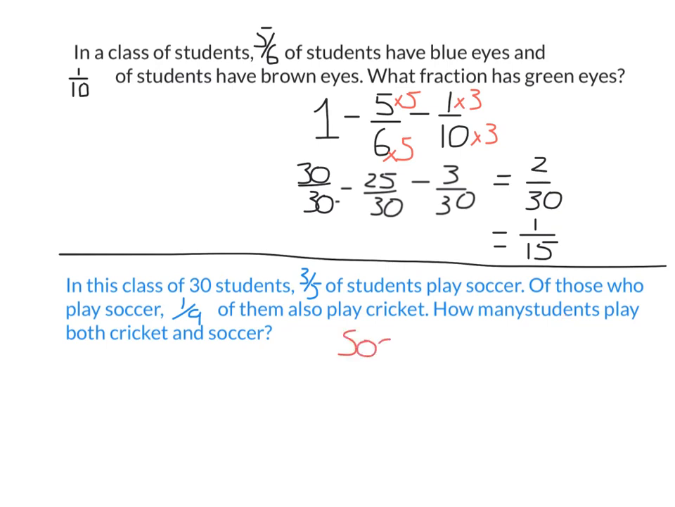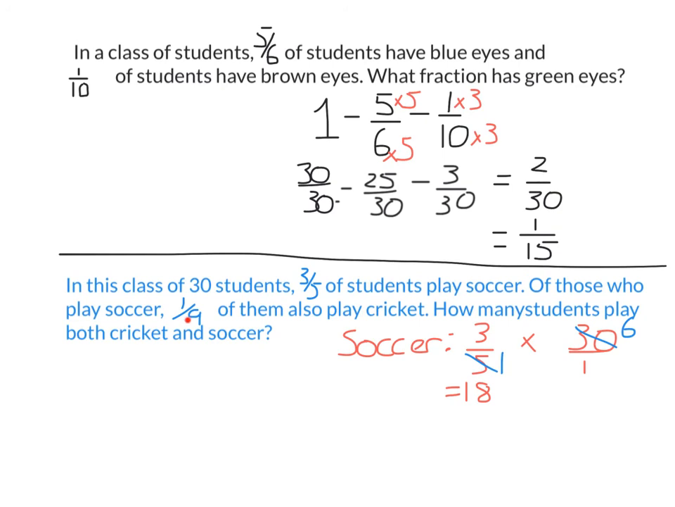So let's first calculate the number of students that play soccer. So this is 3/5 of 30. So you know from a previous slide, of just means times, and if I'm multiplying by a whole number, I just write that whole number over 1. So to make this easier on myself, I'm going to cancel. 5 goes into itself once, and it goes into 30 6 times. So the number of students that play soccer is 18.